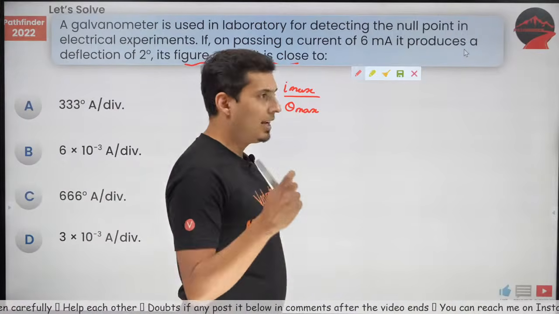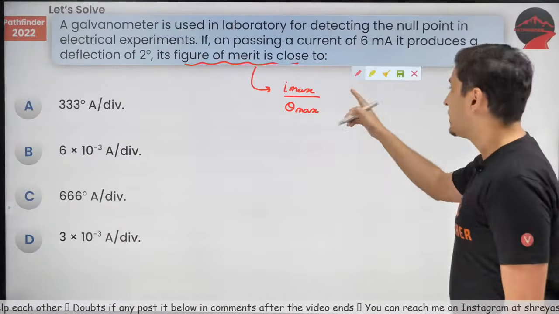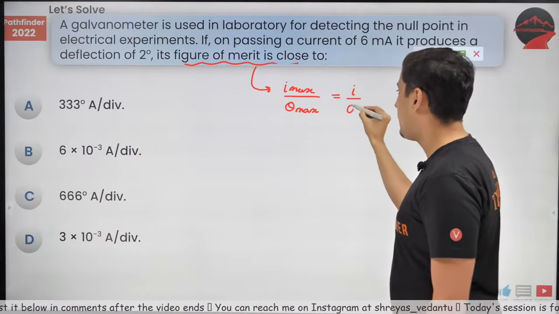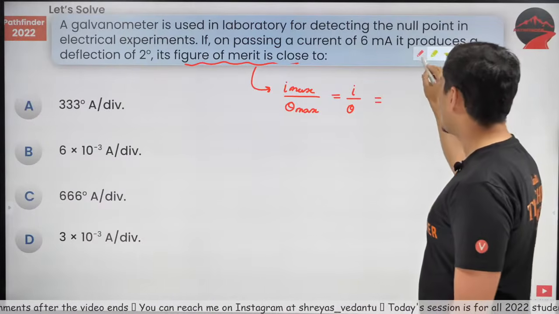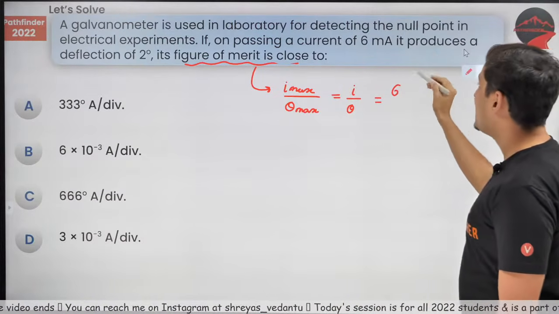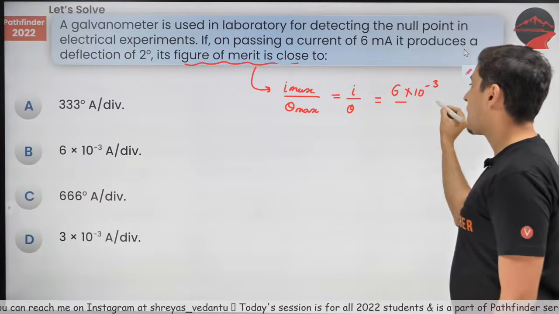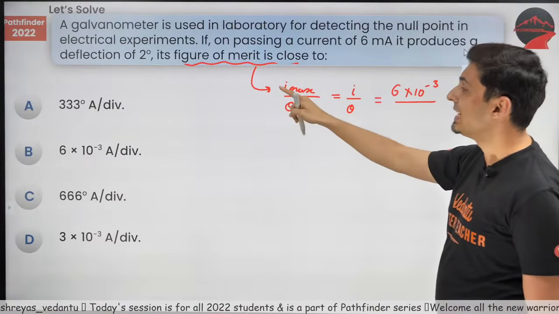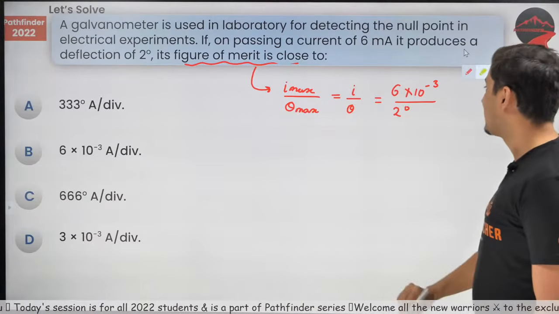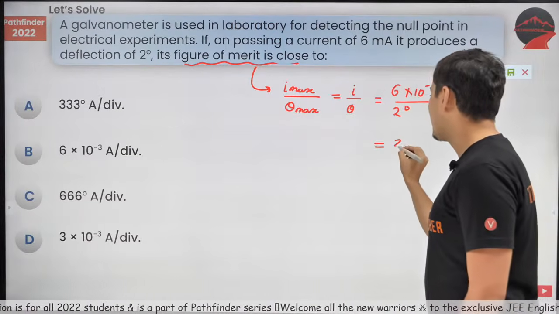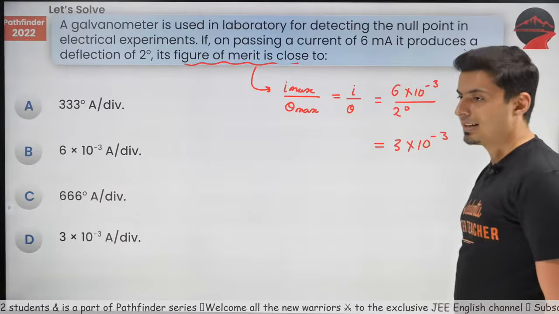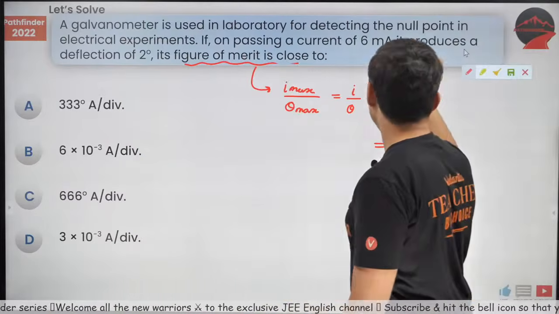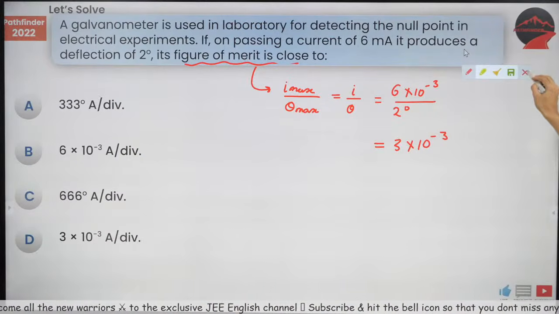I just told you about it, and I told you current is always proportional to theta. So you need not take the maximum current and the maximum deflection. This ratio will also be similar to any current upon that particular deflection. The current which is passed is 6 milliamperes. That means 6 into 10 to the power minus 3 upon theta. The angle is a deflection of 2 degrees, so 2 degrees over here is 1 division. So 6 by 2 is nothing but 3 into 10 to the power minus 3. That's the answer: 3 into 10 to the power minus 3 ampere per division, because 1 division is 2 degrees. That's it. Done.